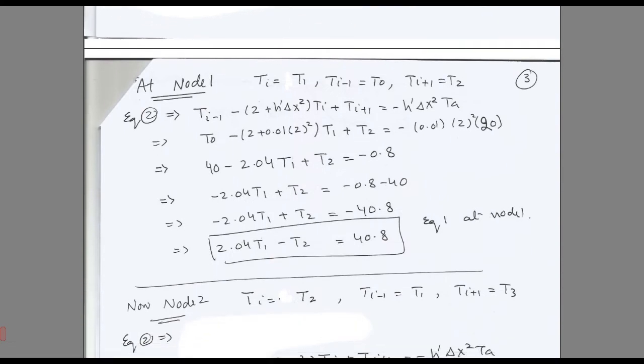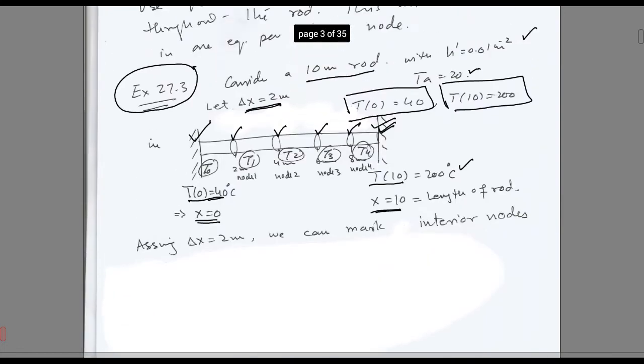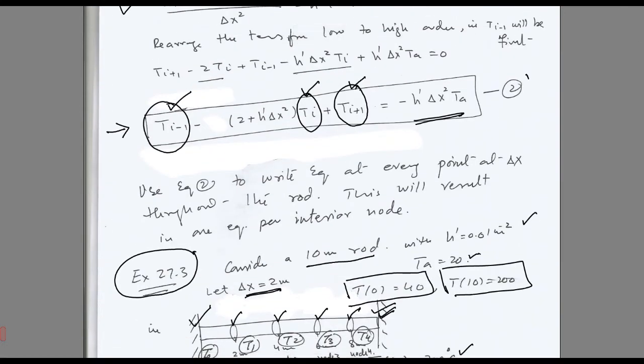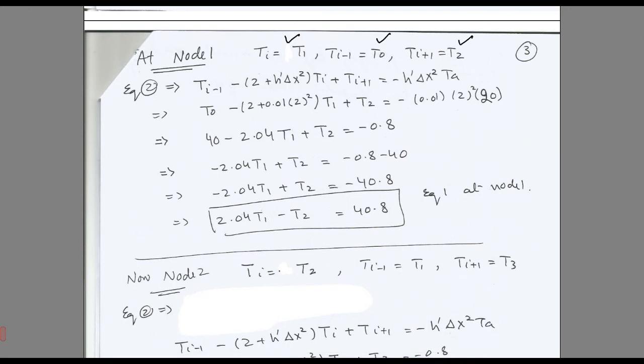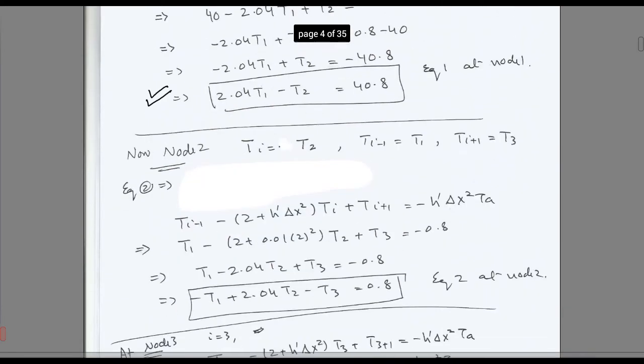Now at node 1, Ti is T1, Ti minus 1 is T0, and Ti plus 1 will be T2. And thus we will place these values in equation 2. This is the elliptic equation that we just developed. We will replace the values, and here comes the equation at node 1. With a little manipulation, we rearrange and arrive at the equation 2.04 T1 minus T2 equals 40.8. We will carry on at node 2.